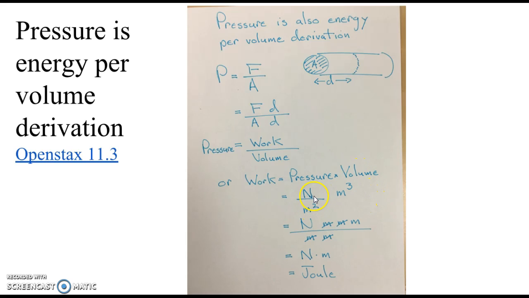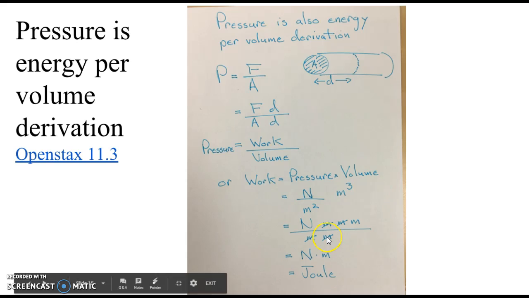Let's do a little unit analysis. Pressure is a Newton per square meter. So here's the Pascal, and volume is simply cubic meters. So if you do cubic meters divided by square meters, well, meter squared on top divided by meter squared on bottom, these cancel out, and we're left with 1 linear meter up top. So a Newton applied through a meter is a joule.